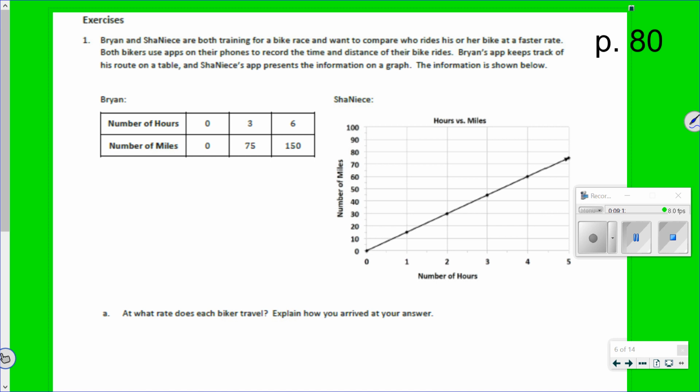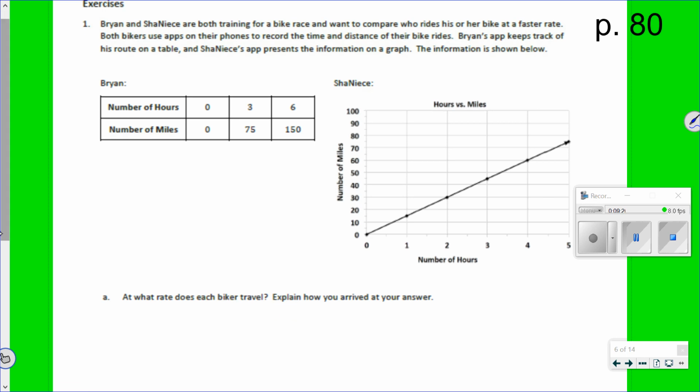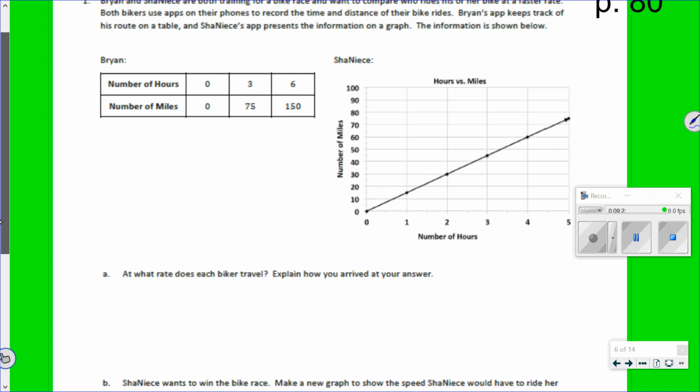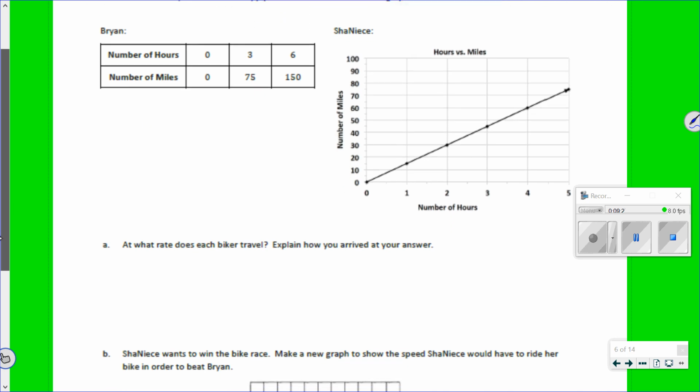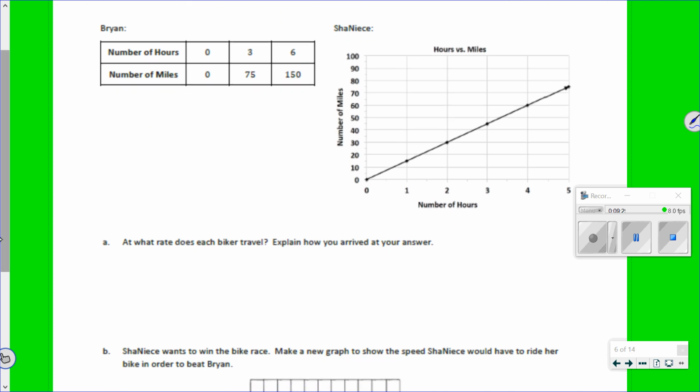And notice they have all of their labels the way we told y'all to do it, so it's set up properly. So let's look at A. It says, at what rate does each biker travel? Explain how you arrived at your answer. So if we're looking for their rate, we need to find something they have in common. Yes? So looking at Brian's table and Shanice's table, do they have anything in common about their bike rides? Kaden? Each hour they travel 50 miles.